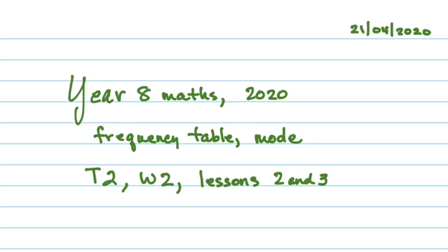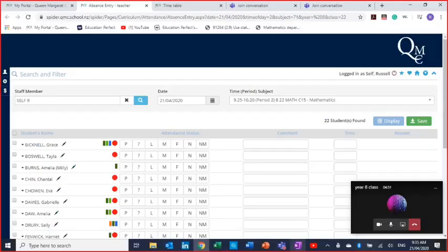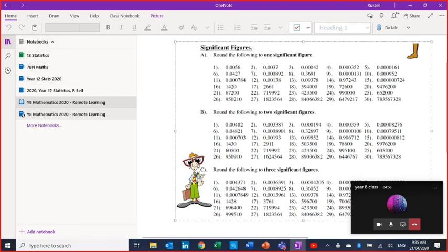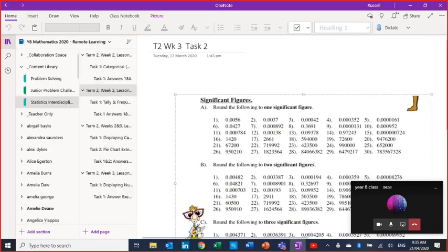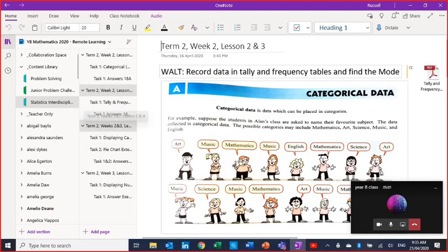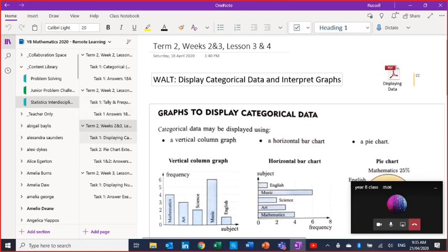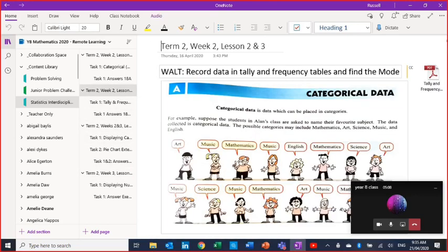Just going to go straight to the book on your OneNote. Oops, sorry, I would if I hadn't changed it. Here we go. So what we're going to do is talk about recording data in tally and frequency tables and then being able to find the mode of a set of data.